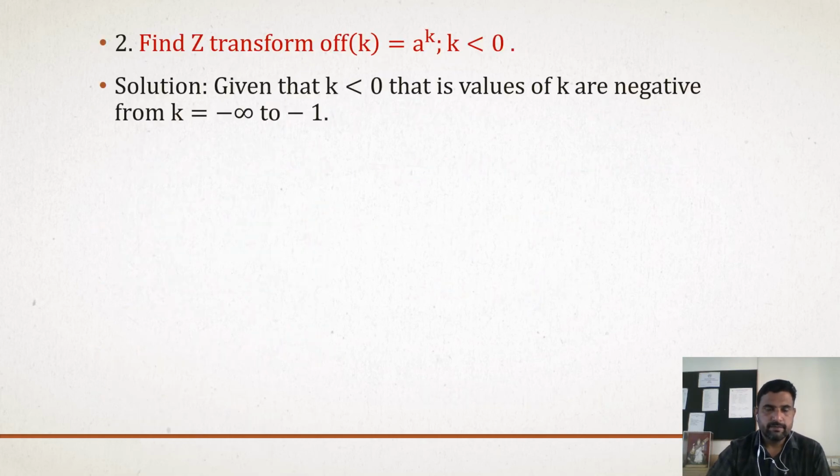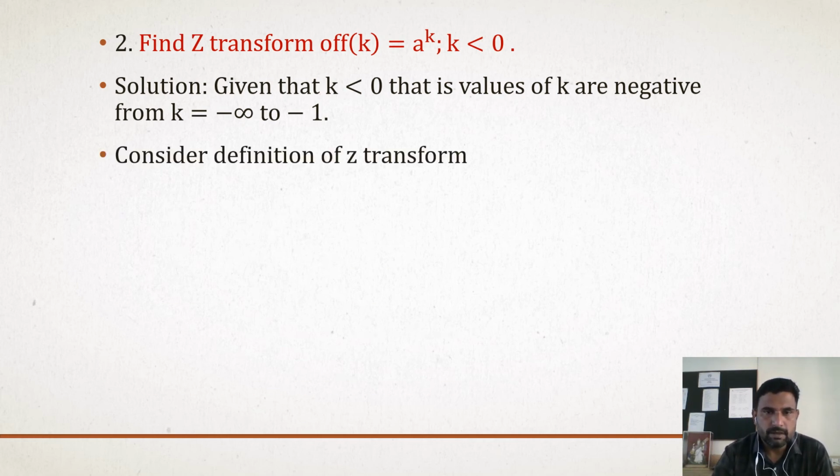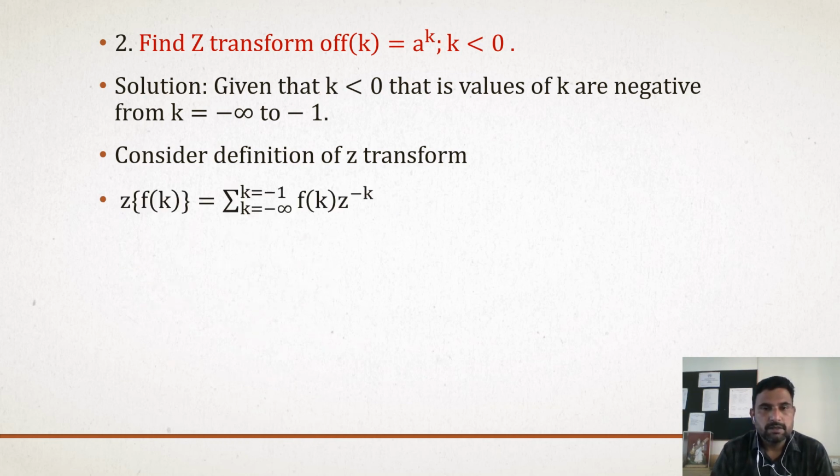Second example: find the z transform of f of k equals a raised to k, for k less than 0. In the first example k was greater than or equal to 0; here k is less than 0. Solution: given that k is less than 0, the values of k are negative, from k equal to minus infinity to minus 1. Always take negative values up to minus 1. Consider the third definition: the z transform of f of k is the summation k equal to minus infinity to minus 1 of f of k into z raised to minus k.